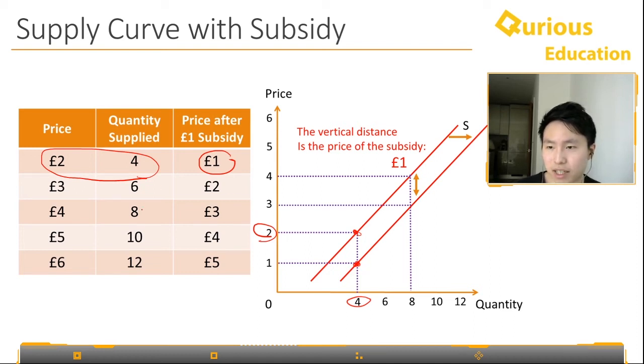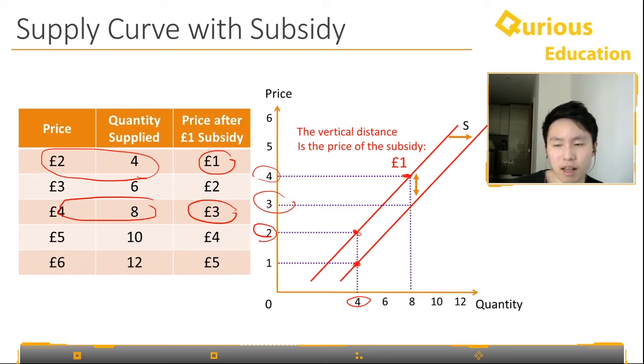Similarly, let's say we take £4, for example. If the market price for bread is £4, then normally there would be 8 pieces of bread supplied in the market. But now, because of the £1 subsidy, even if the market price is at £3, the producers are still receiving the equivalent of a market price of £4 because they're receiving £1 from the government, and as a result, they would still be producing 8 pieces of bread.